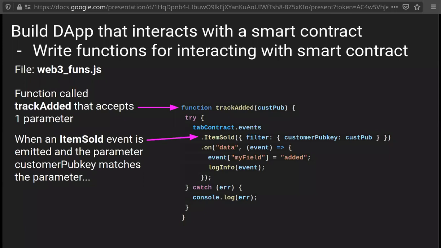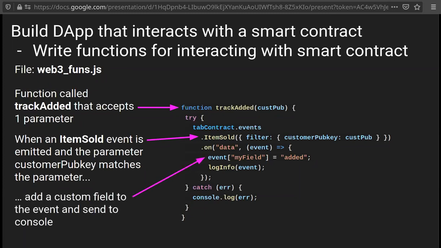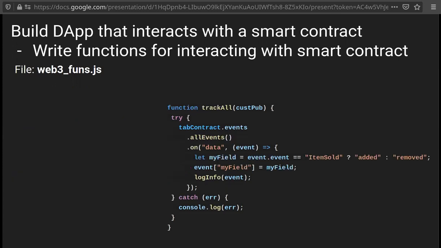So when the function item sold happens, when that event is emitted, and the parameter customer pub key matches that input argument, then we're going to add the custom field to the event and send it to the console. So it simply writes to the console when something happens.